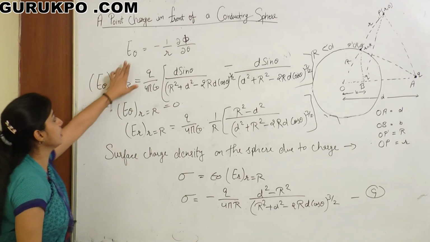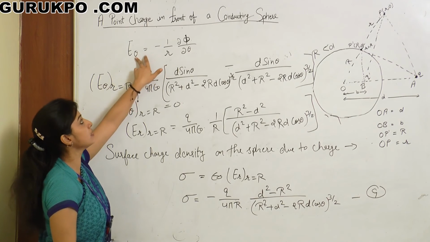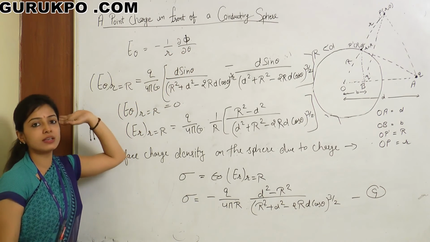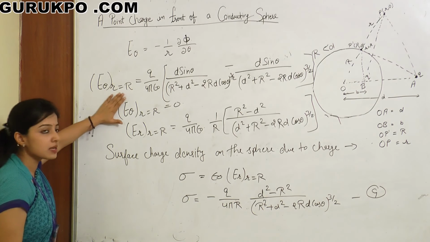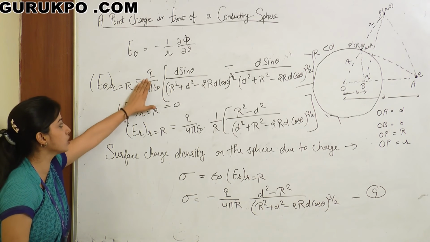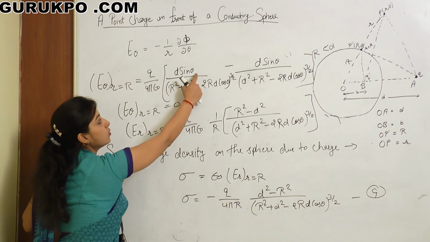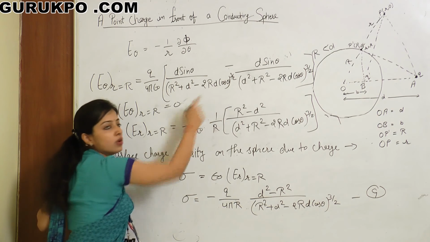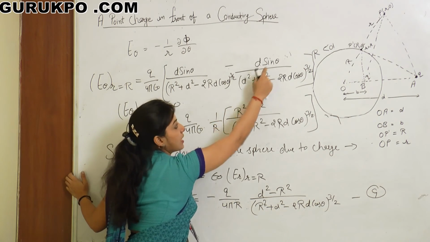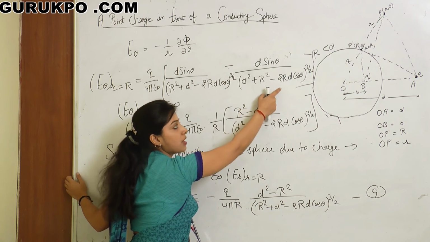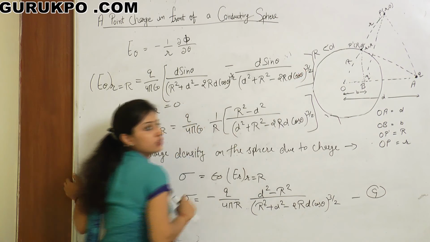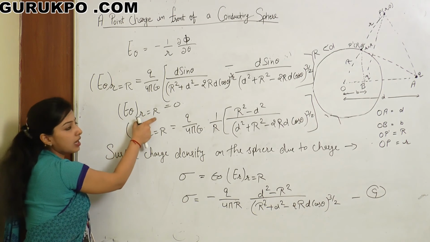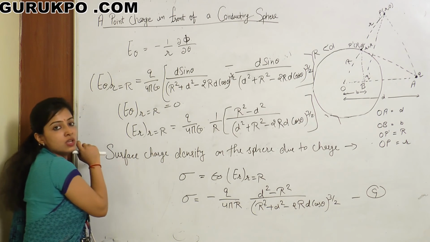Now, we know that E theta equals minus 1 upon r into del phi upon del theta. We have already calculated it. Now at r equals R, E theta will be equal to Q upon 4 pi epsilon naught into [d sin theta upon (R square plus d square minus 2Rd cos theta) whole power 3 by 2 minus d sin theta upon (d square plus R square minus 2Rd cos theta) whole power 3 by 2]. This part is equal to this part, therefore E theta at r equals R will be equal to 0.